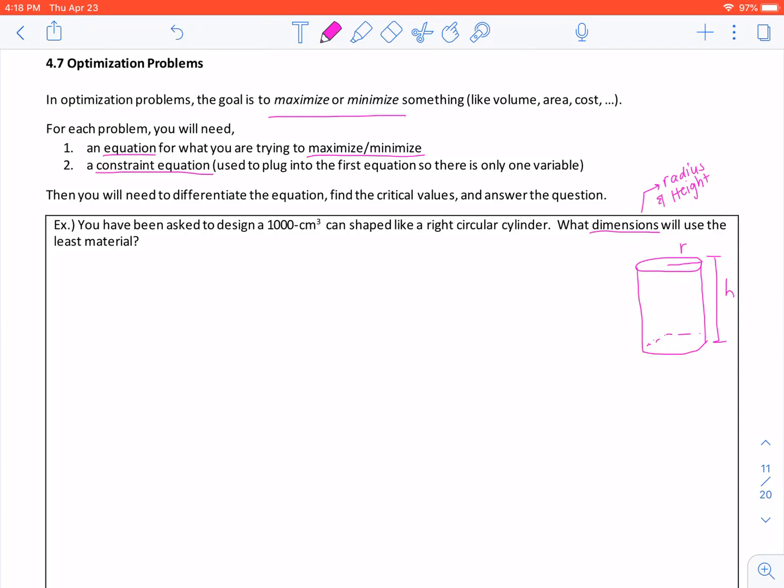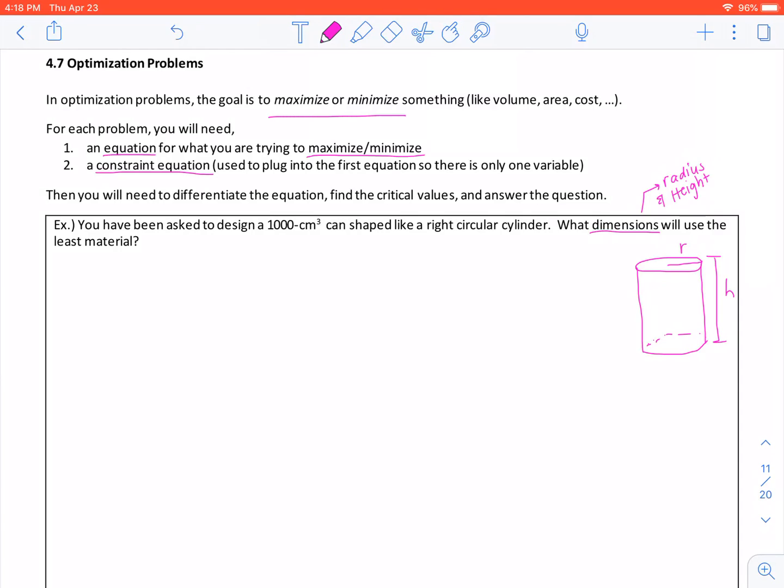So for each problem, you will need two things: an equation for what you are trying to maximize or minimize, and a constraint equation used to plug into the first equation, so there's only one variable. Then you will need to differentiate the equation, find the critical values, and answer the question to figure out if it's a maximum or a minimum.